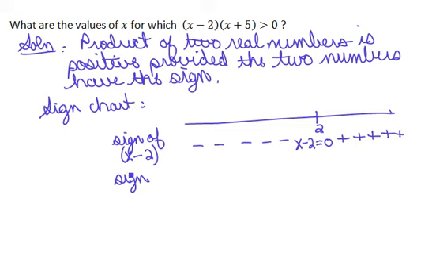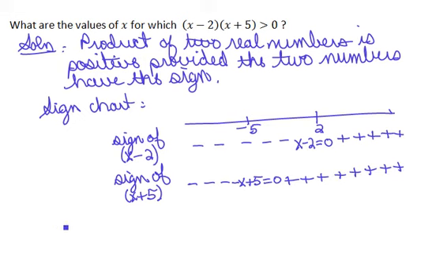Now let's do the same thing for the sign of our second number, x plus 5. Now that expression would be equal to 0 at x equals negative 5. So that's when it's equal to 0. Up until that point, if I plug in a number smaller than negative 5, like negative 6, when I add 5, I get negative 1. So up until that point, that number will be negative. Once I get past negative 5, I add 5 to it, and it will turn positive.